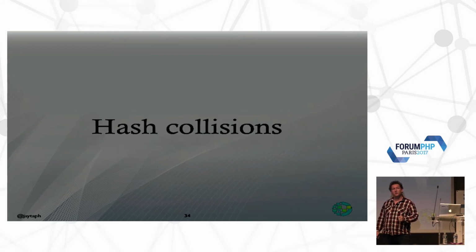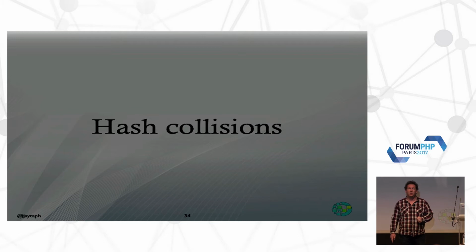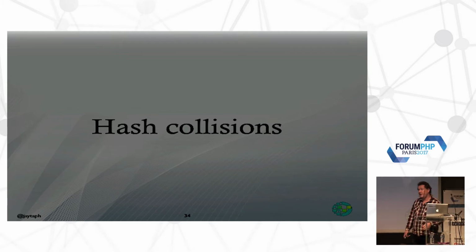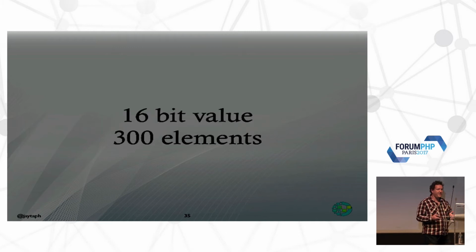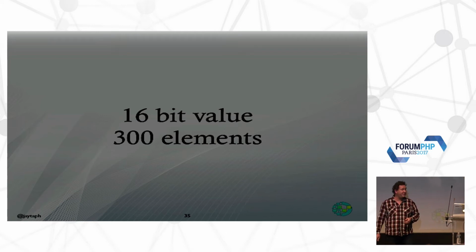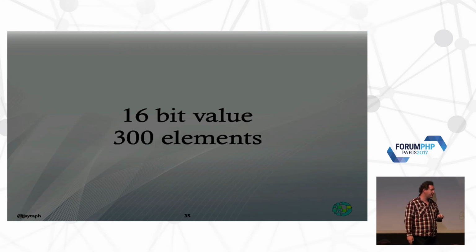Who has heard about hash collisions? Yeah? MD5 is something that we can collide very easily. We did some collisions on SHA-1, I think. The thing is, if you have a hash that's only 16 bit of value, which is not a lot anymore, but it used to be values that we worked with on occasion, we only need 300 elements to get a 50% chance that we do have a collision.